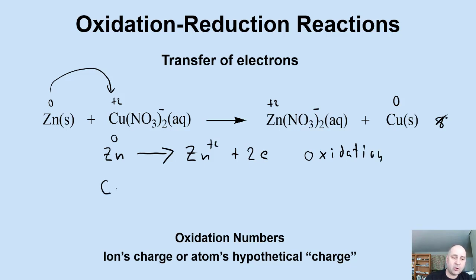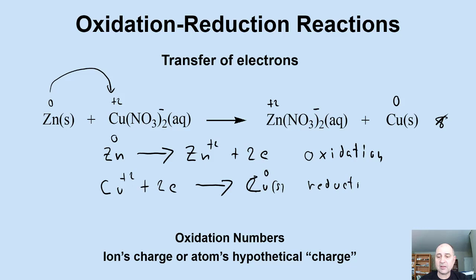If we do the same thing for the copper, copper goes from copper 2+, it takes up 2 electrons, so the electrons are written on the left. And oops, this is copper Cu solid, and that now has a 0 oxidation state, and that is the reduction. So by writing the half reactions here, we can nicely see where the electrons are coming from, which element is reduced, which element is oxidized.